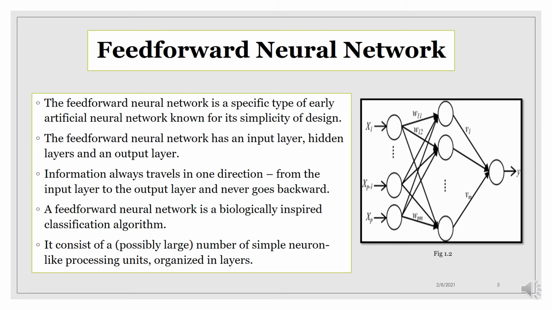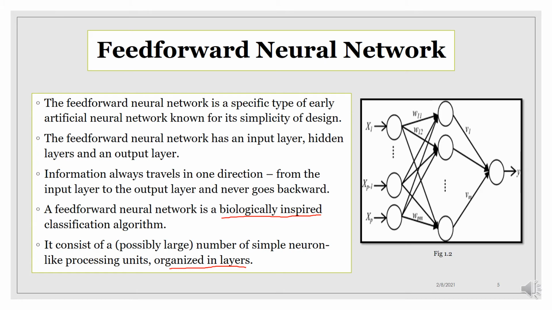Then a feed forward neural network is a biologically inspired classification algorithm. What is biologically inspired? As I have said, it is connected to our human nervous system, and that's the reason it is said to be a biologically inspired classification algorithm. It consists of possibly a large number of simple neuron-like processing units organized in layers. Why organized in layers? Because, as I have said, the more layers there are, the more the accuracy. So for getting more accuracy, they are organized in layers.